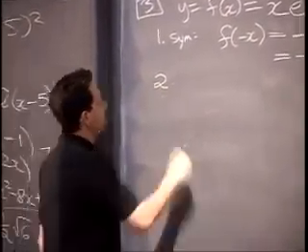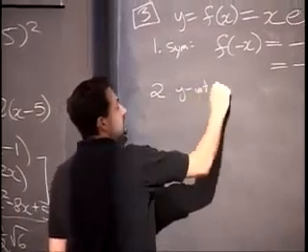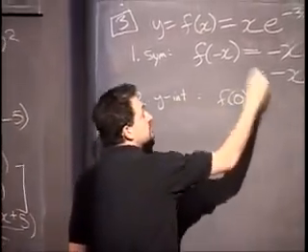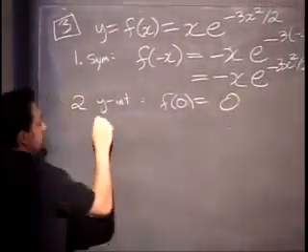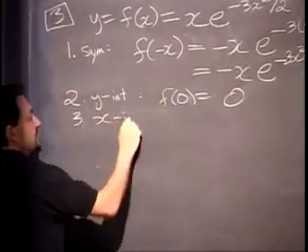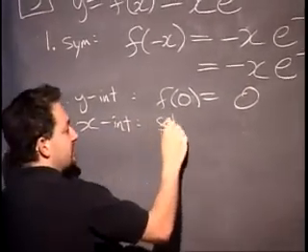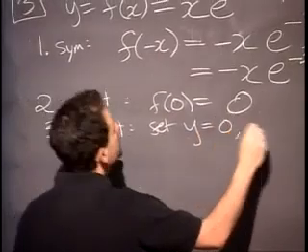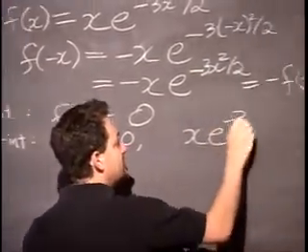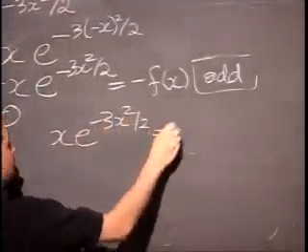Okay, 2, y-intercept, f of 0. Just plug in 0 and you get 0. No problems. How about step 3, the x-intercepts? Set f of x equals 0, or y equals 0, and we'll have x e to the minus 3x squared over 2 equals 0.